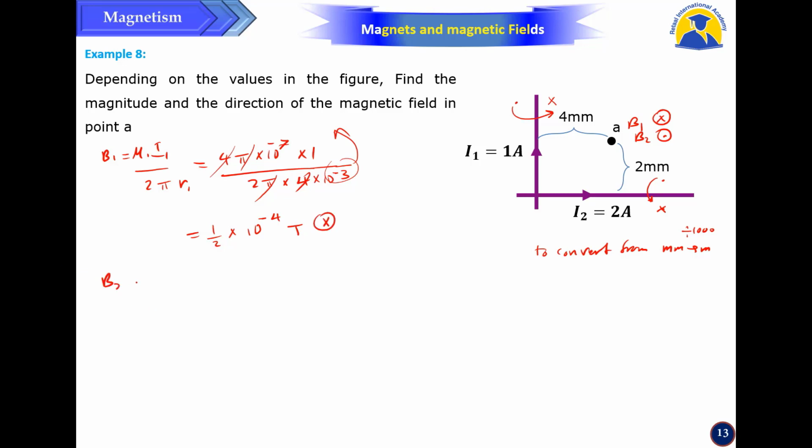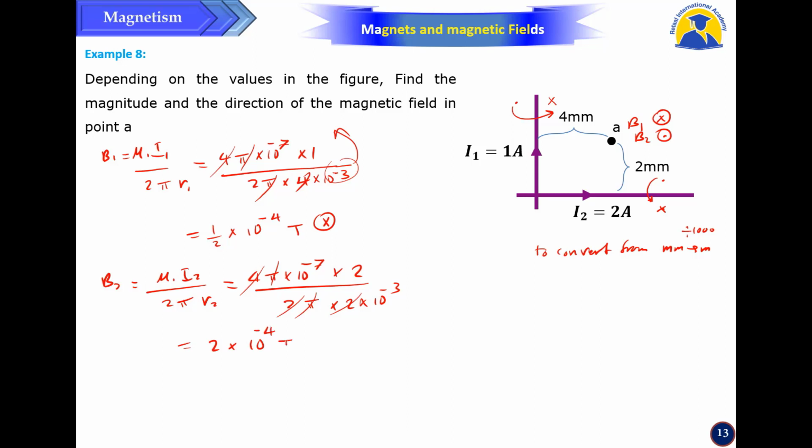Now for B2 equal mu 0 I2 divided by 2 pi R2. Mu 0 is constant. Current 2 equal 2 ampere. R2 equal 2 millimeter. Pi with pi cancel. 2 multiplied by 2, 4 is cancel. So the answer will be 2 multiplied by 10 power minus 4 Tesla. And the direction of magnetic field from the second wire is dot.